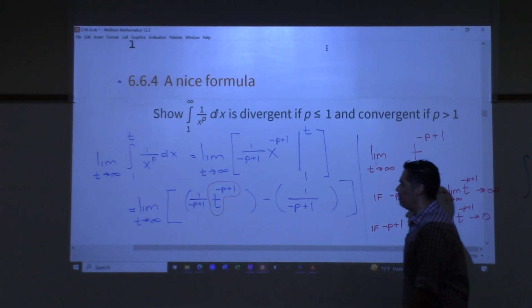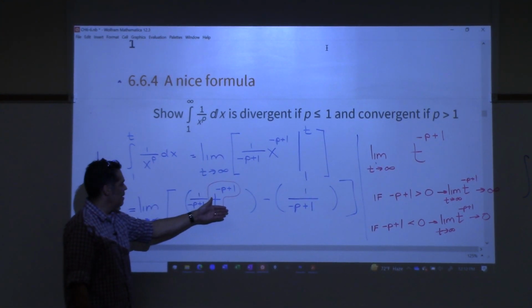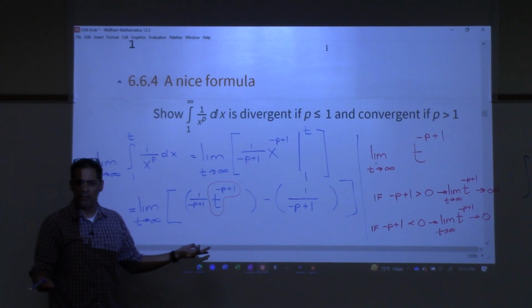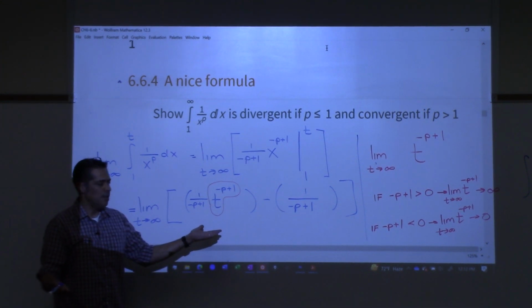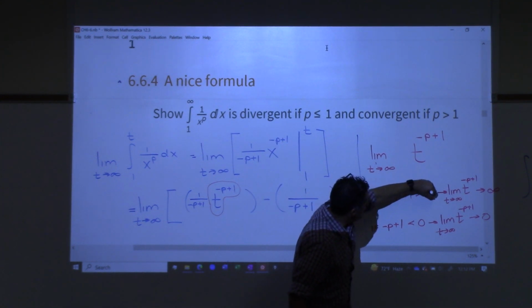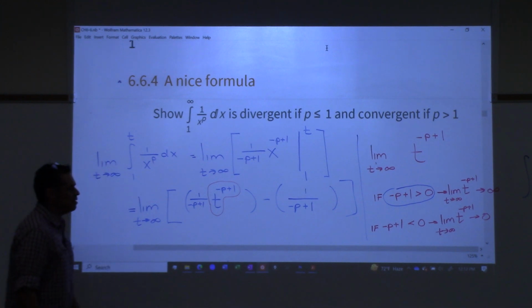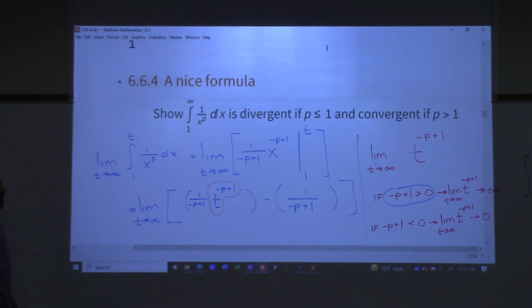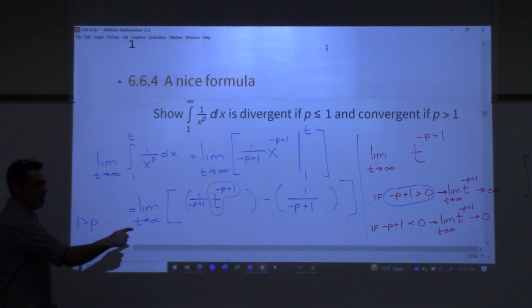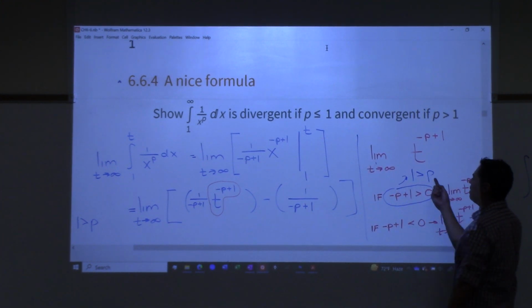So come back over here and let's answer this question. What is the limit of this? Well, there's two different cases, right? The first case is when this is true. What's another way for me to say that? Negative p plus 1 is greater than 0. Move the p to the other side. Add p to both sides. What is that saying? Yeah, 1 greater than p, right? That's this case right here. That's the same as saying 1 greater than p, or p is less than 1, right?